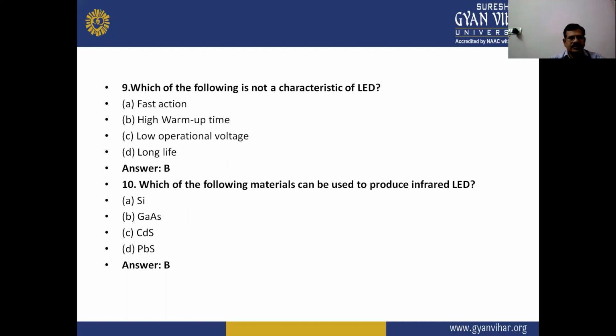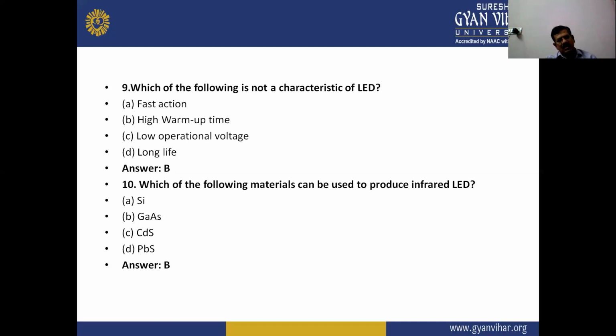Question number 9. Which of the following is not a characteristic of LED? Option A is fast action. Option B is high warm-up time. Option C, low operational voltage. And option D, long life. So here the correct answer is option B, high warm-up time, because the question is which of the following is not a characteristic of LED. So high warm-up time is not a characteristic of the LED.